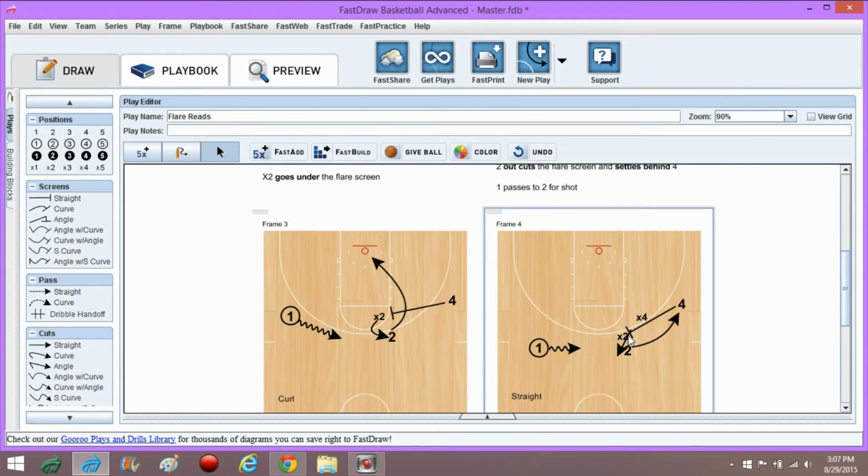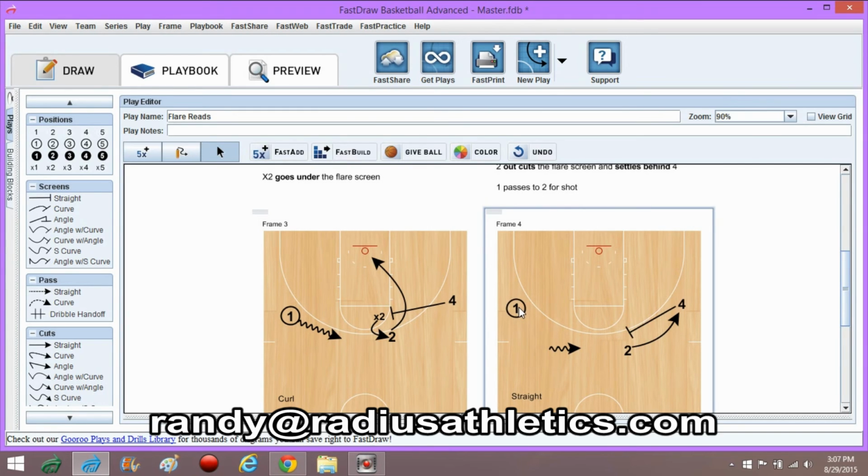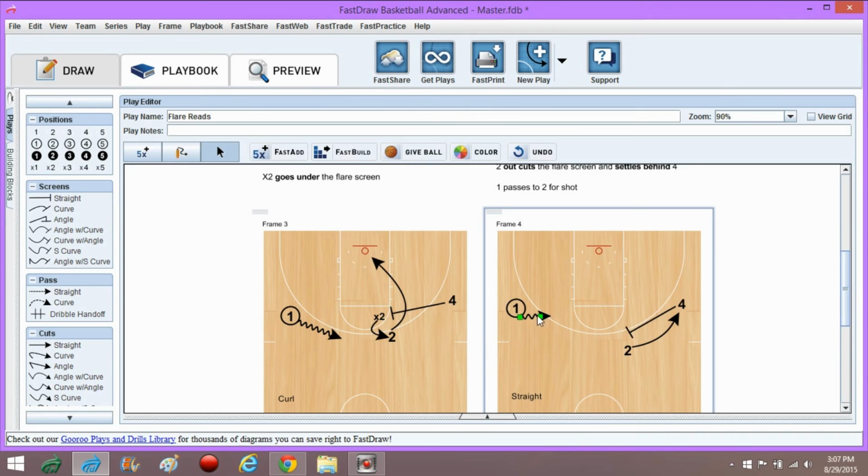Oftentimes this happens. The ball will be over here on the wing, and perhaps 4 got a little anxious or isn't quite experienced enough a player to understand to time the screen with the ball, and they set the flare screen, and 2 comes off of it, and the ball is still over here on the weak side wing. That's far too long of a pass to make to this cutter. The ball hasn't been brought to the action. It hasn't entered that hot zone.